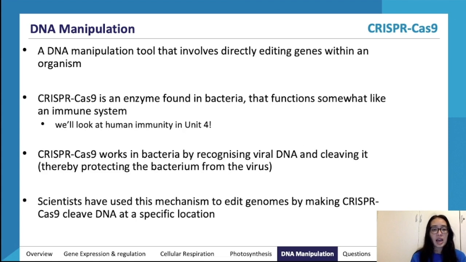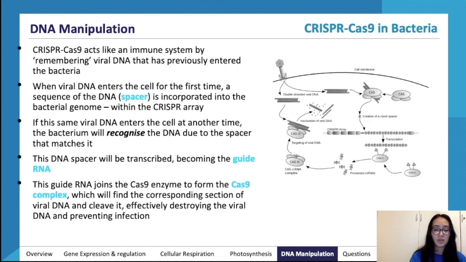So CRISPR-Cas9 is a DNA manipulation tool that involves directly editing genes within an organism. CRISPR-Cas9 is an enzyme found in bacteria that functions somewhat like an immune system. And so we'll look at this later on in Unit 4. CRISPR-Cas9 works in bacteria by recognizing viral DNA and cleaving it, therefore protecting the bacterium from the virus. And scientists have actually used this mechanism to edit genomes by making CRISPR-Cas9 cleave DNA at a specific location.